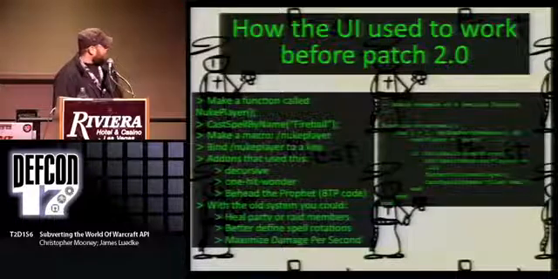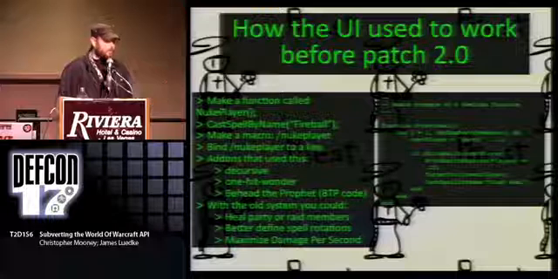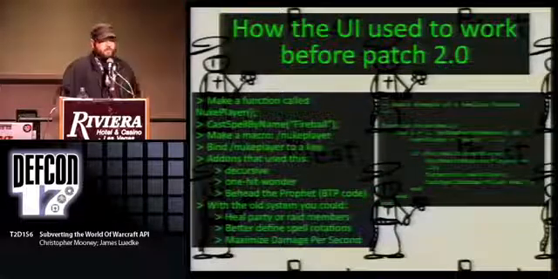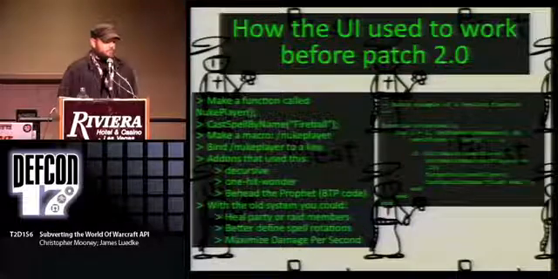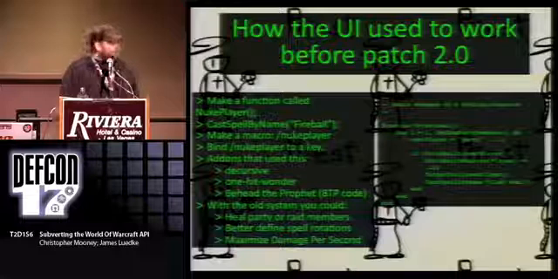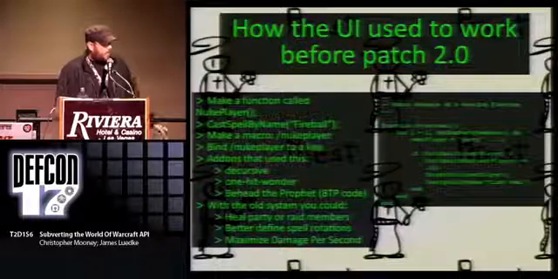This allowed certain add-ons like Decursive and One-Hit Wonder, the code that we had originally written, to work. People use this extensively to do all sorts of really cool things, like determine if somebody needed heal. You could do that all programmatically from a button press. Anyway, and then they decided that they didn't want people to do that.